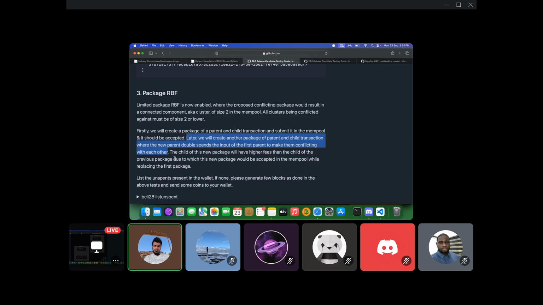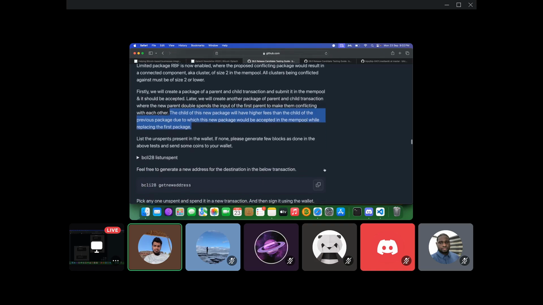And both the parents spend the same inputs, meaning these two packages are conflicting. Both of them cannot be mined at the same time. Only one of them is acceptable. And the criteria based on which we choose which one is acceptable is what? Is the fee. The child of this new package will have higher fees than the child of the previous package, due to which this new package would be accepted in the mempool while replacing the first package.